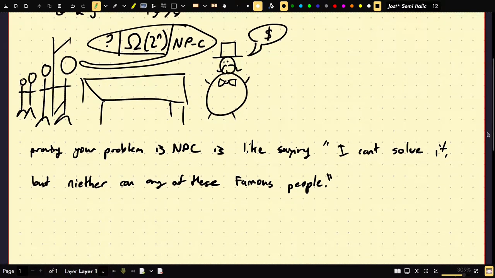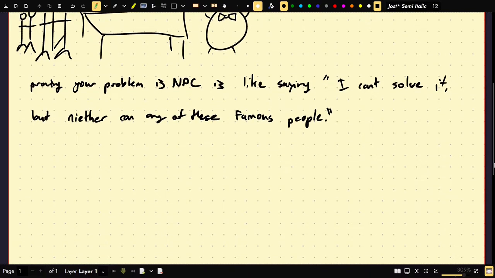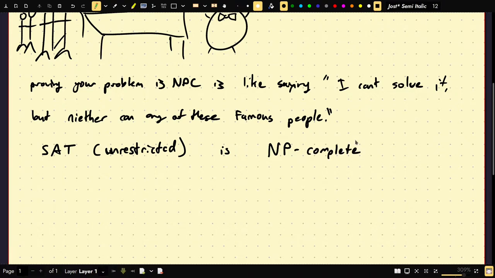All right, let's get some notation out of the way. We proved SAT is NP complete. This is sometimes called unrestricted SAT. This is in comparison to something called CNF SAT. So CNF SAT stands for conjunctive normal form.